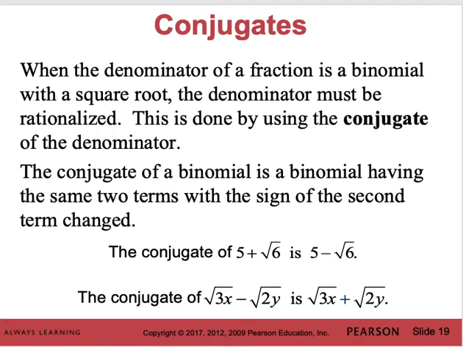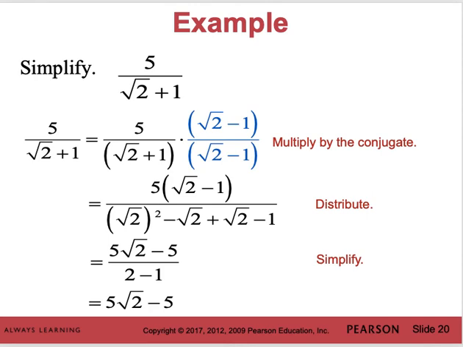And so how we could use that is, in this case, if we want to simplify, we can multiply by the conjugate, and that can help cancel out those square roots in the denominator so that we are able to distribute and simplify to reach a solution.